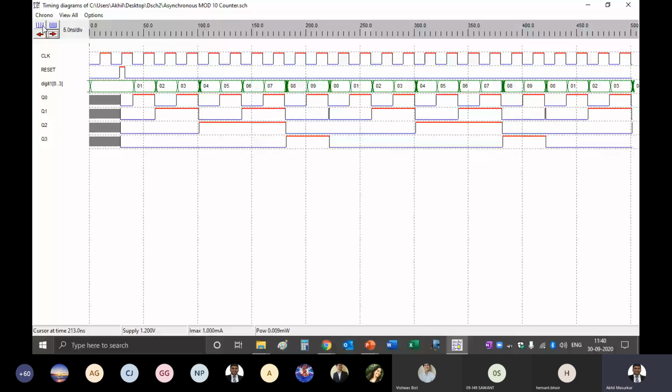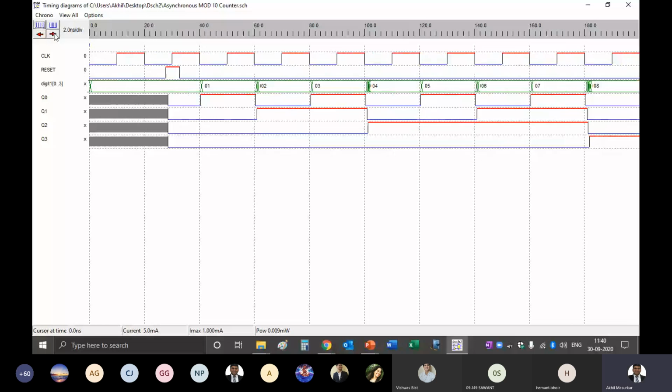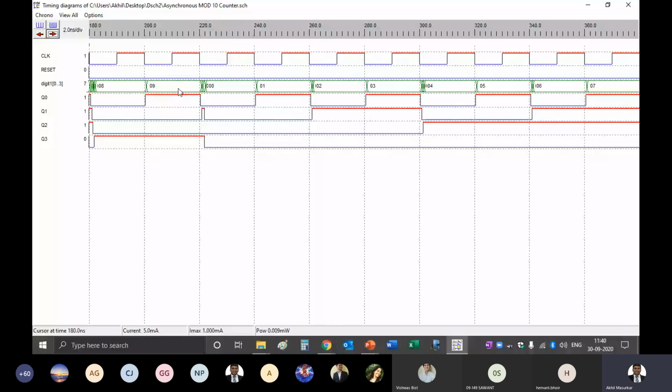This problem is called the glitch problem. You can see here after 9 we want a 0. So after 1 0 0 1, Q3 should be 1, Q2 should be 0. I want 0 0 0. After 1 0 0 1 I want 0 0 0. But you can see here that there is a problem.